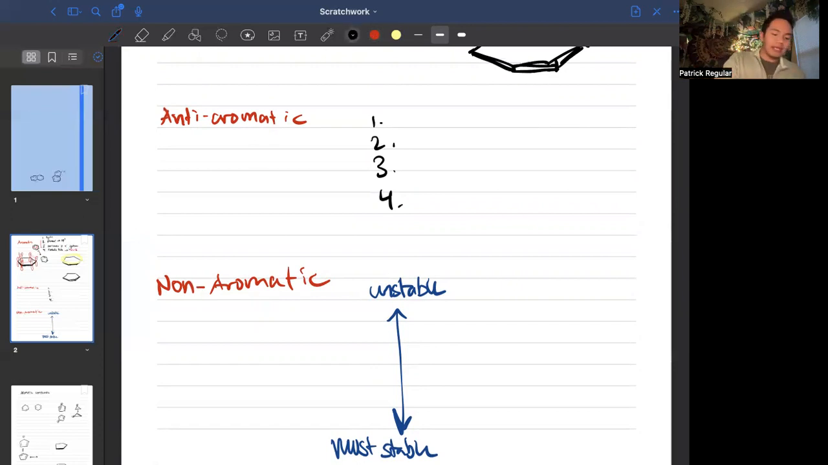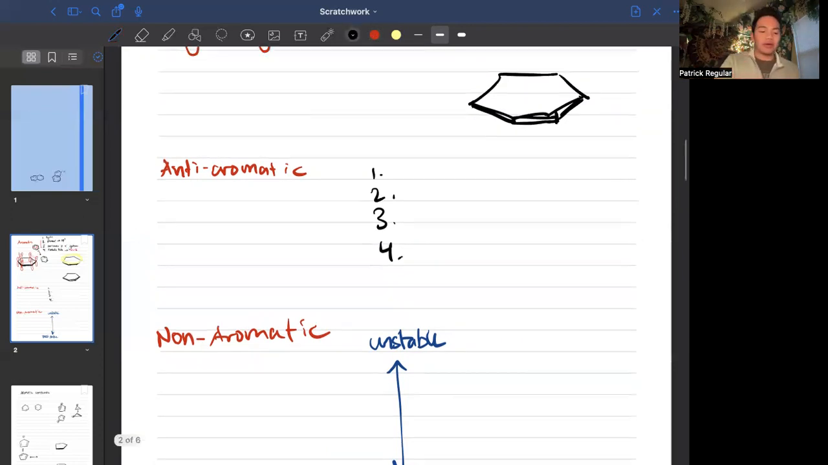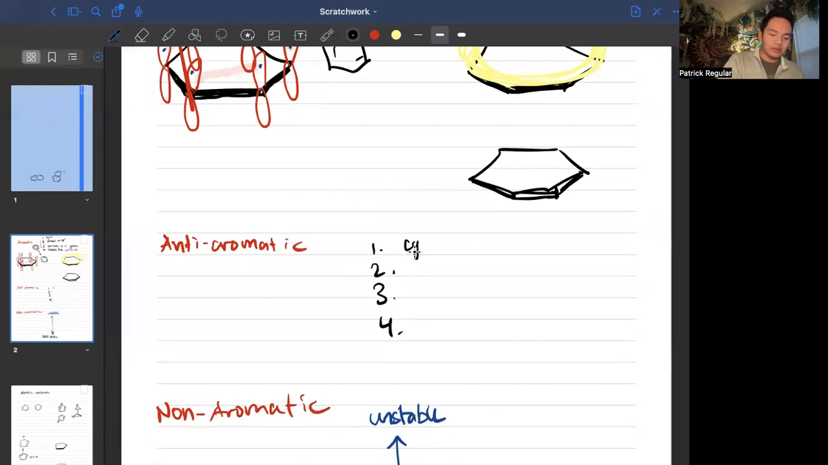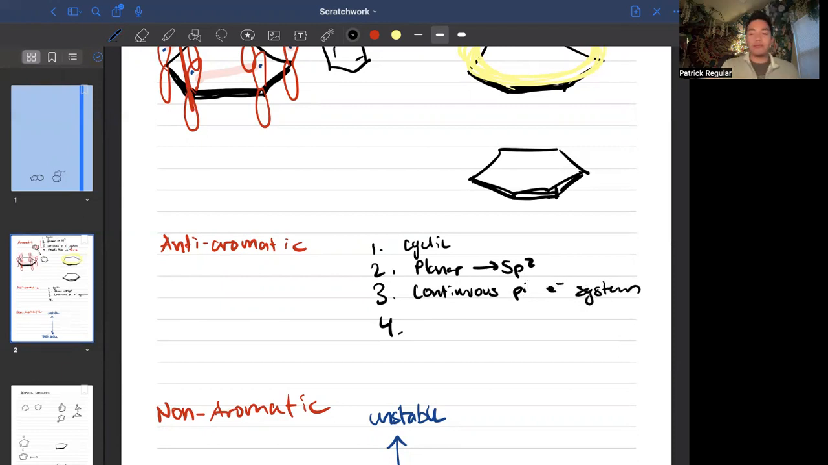It meets every single criterion for aromatic rings: cyclic, planar, sp2 carbons, continuous pi electron system. However, it's not a Huckel number. So what does that mean? Well, whatever number of pi electrons you have does not fall into the 4n plus 2 equation.